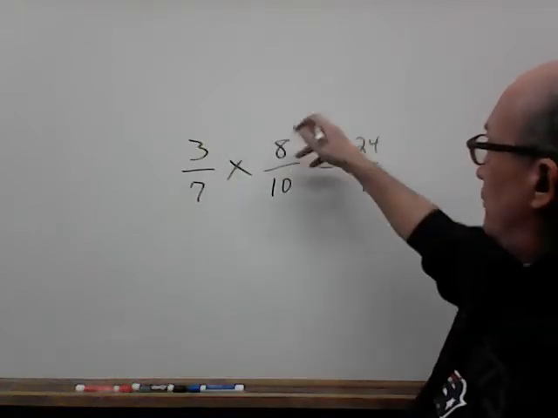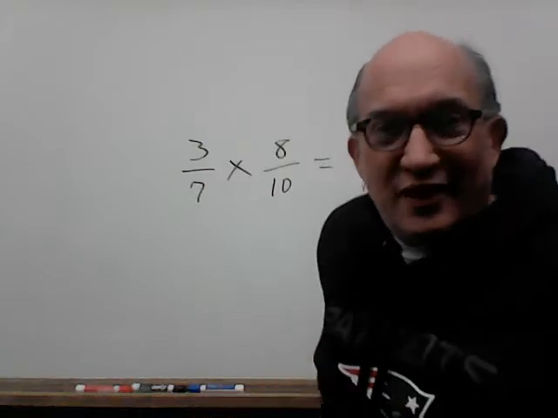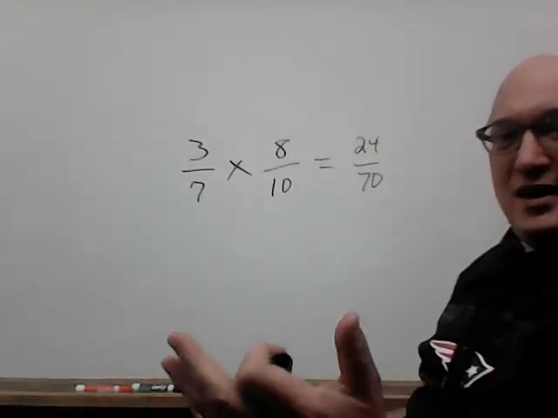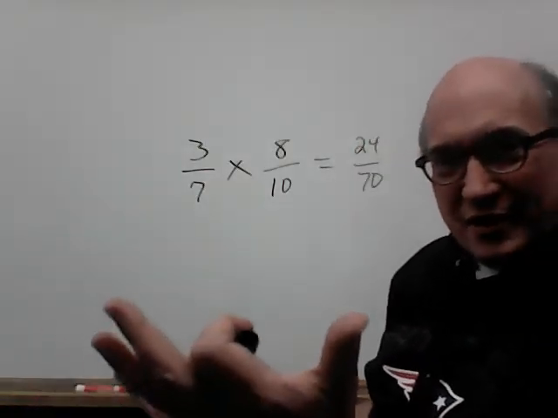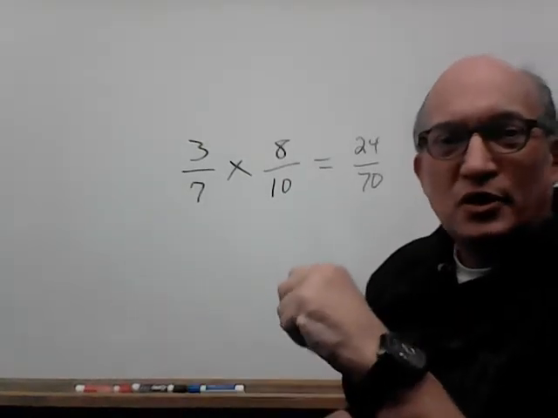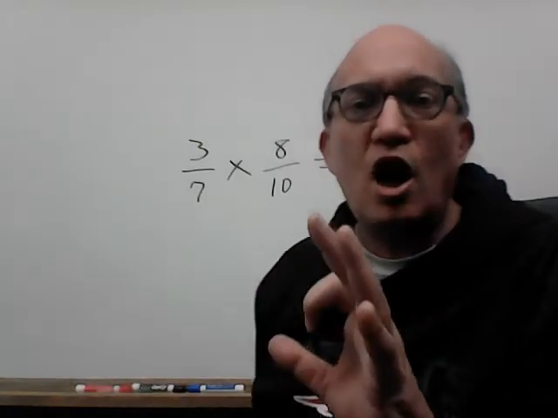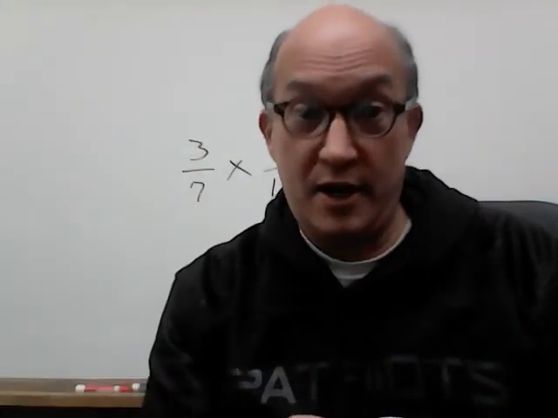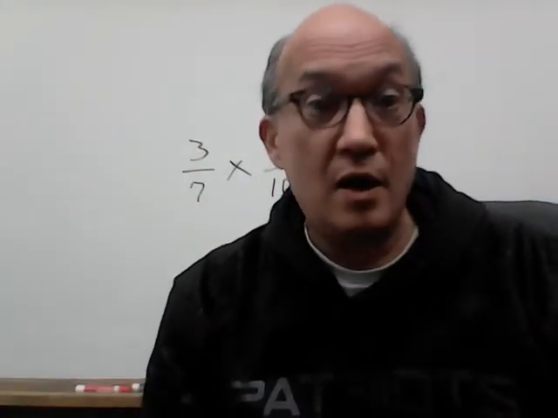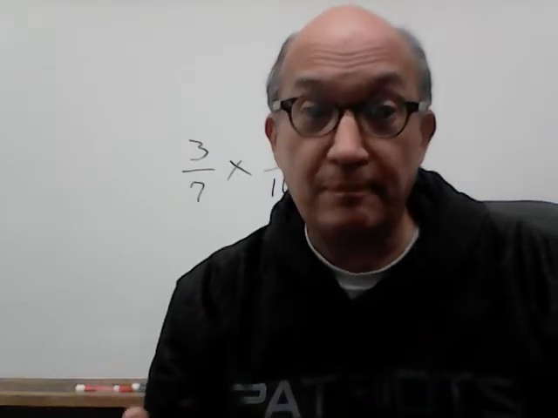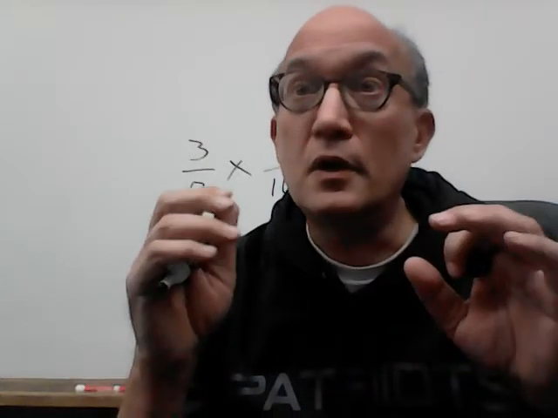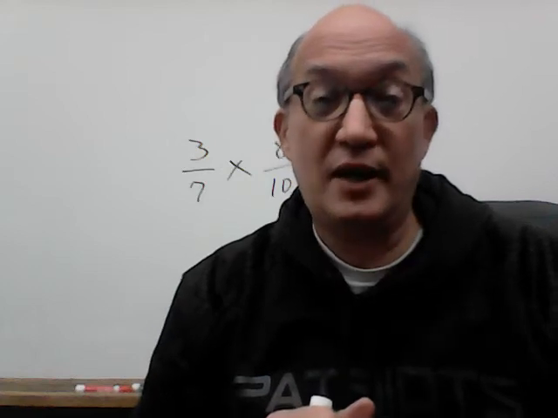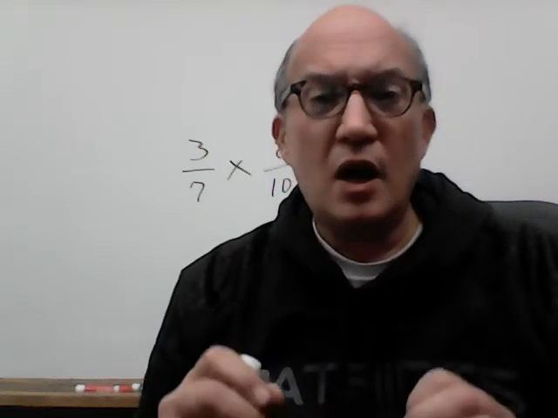Of course, that simplifies. The 8/10 could have simplified to 4/5 to start with, but my only point here is that you simply multiply across the top and bottom. You do not need a common denominator. Please don't try to get a common denominator when you're multiplying fractions. It's a waste of time, and you're more likely to make a mistake, so please don't do it.